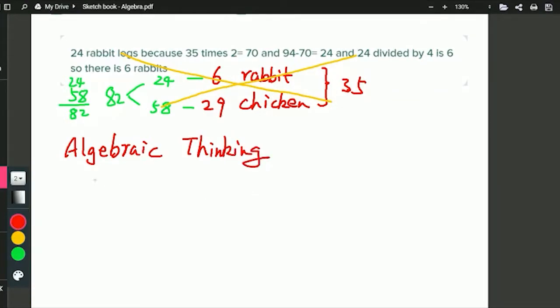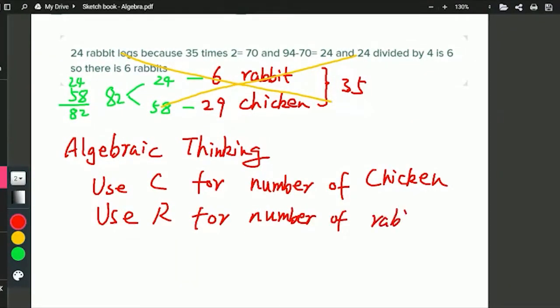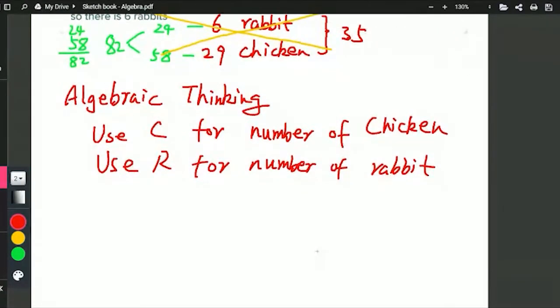Okay, so I use this symbol for the number of chickens, and I use R for the number of rabbits. Okay, and based on what information do we know? We know that for chickens and rabbits, the total is 35 animals. So I know C plus R is 35, because we know it's a total of 35.